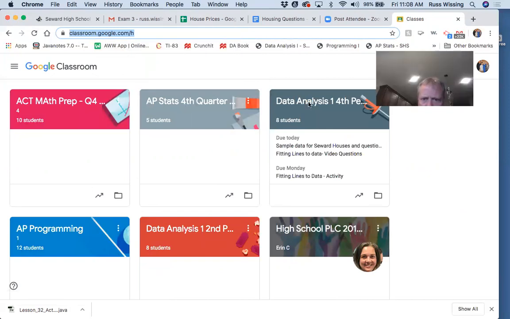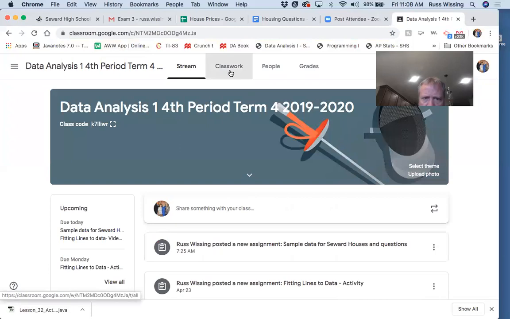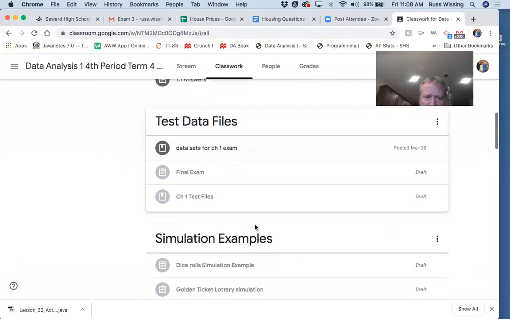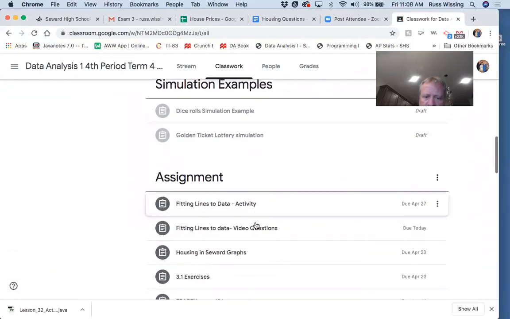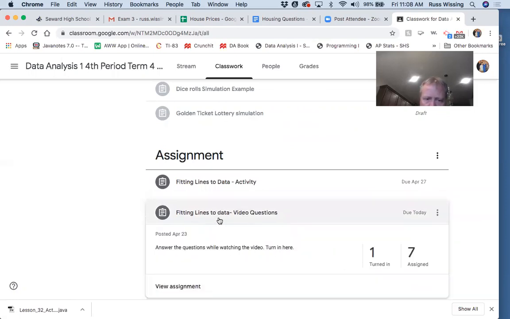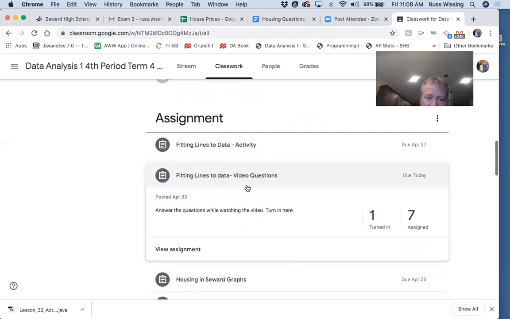So if I get into the data analysis and I go to classwork, all those questions that we went through today, you don't have to turn those in. You did have to turn in your graph. Your housing and Seward graphs, that was your graph that had the least squares regression line and the equation. That's all you had to turn in there. If you didn't have the equation or something, you can add that and resubmit it, and then I'll give you full credit.